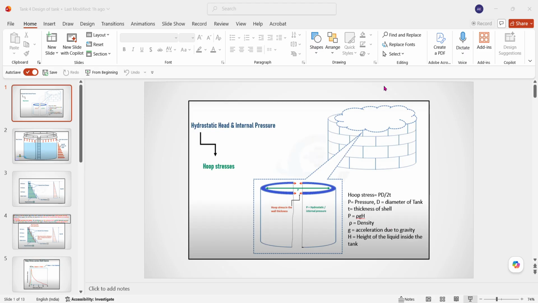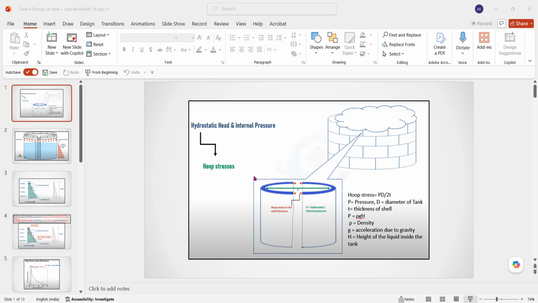So you see, this is a tank at atmospheric pressure and not subject to any high pressure. So the liquid level is the prime criterion to find out the shell thickness at the bottom. Because of this liquid load, the tank is subject to a hoop stress. Hoop stress means PD by 2T. So P is the pressure, D is the diameter of the tank, and T is the thickness of the shell.